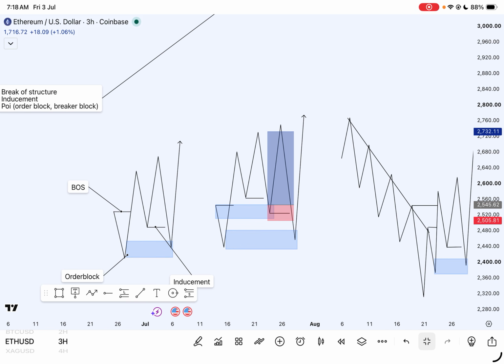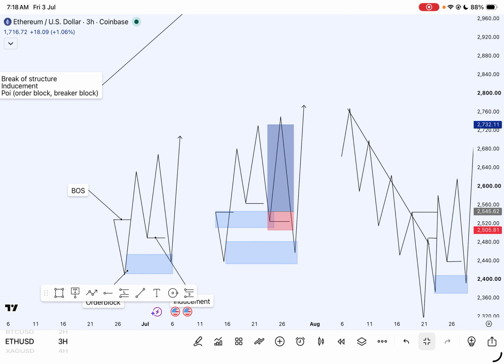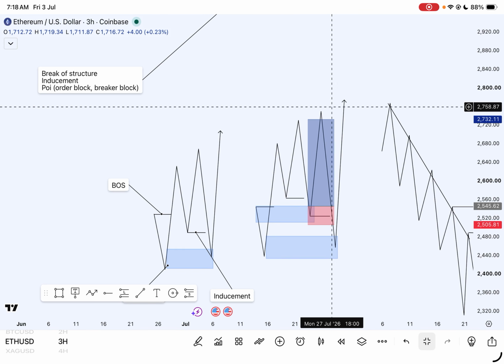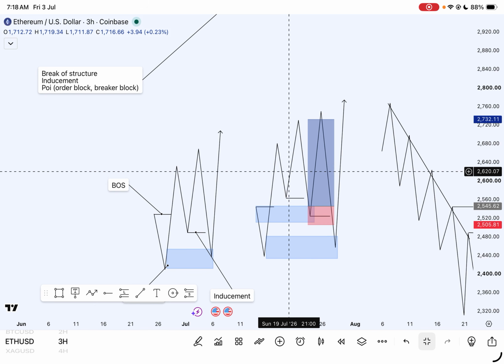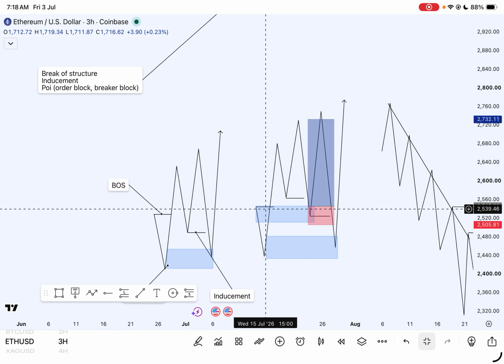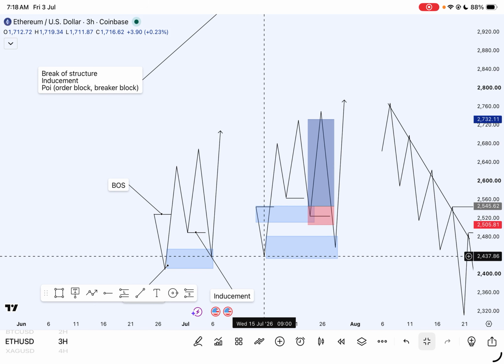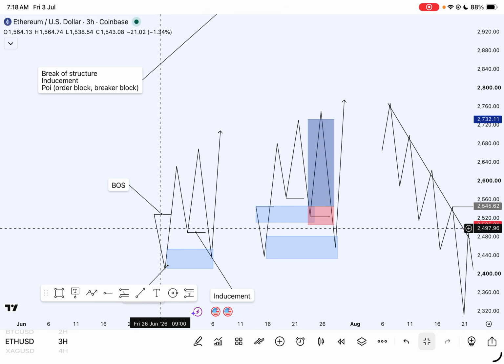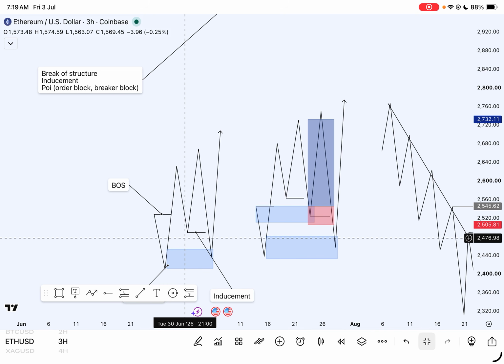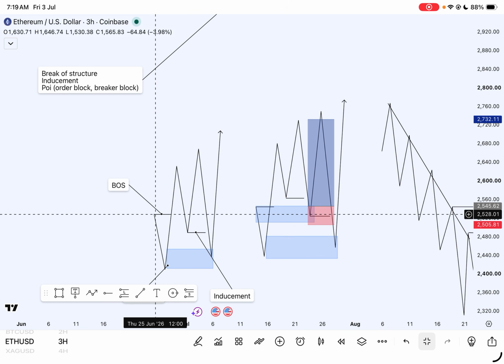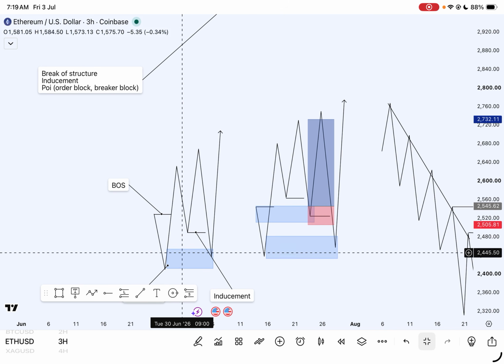Then for this second structure, this is where things get tricky for some people that don't really understand how continuation structure works. In some cases, you see that this was a breaker block and this was another block. Unlike this one, when price created this break of structure, this inducement mitigated this breaker block. That was why this breaker block was no longer valid for use. That was why we focused on the other block.